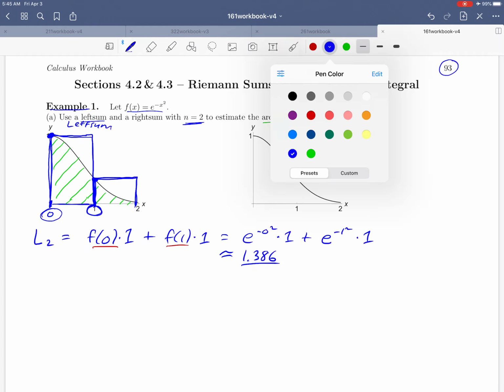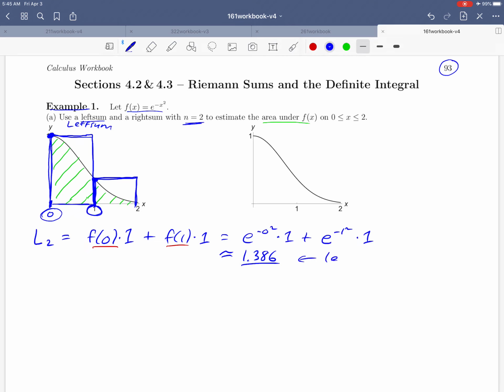There is our left sum area. Okay, so we are halfway there. And now we want to move over here and talk about what we mean by the right sum. Okay, well, we're still using the same value of n, which tells us the number of rectangles, so we're still taking our interval and chopping it into 2 equal pieces.